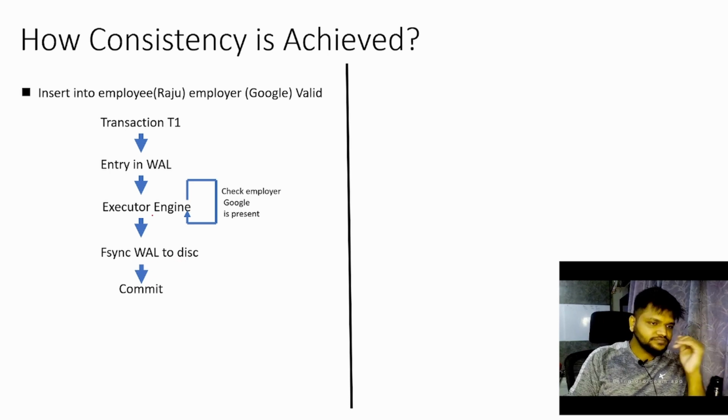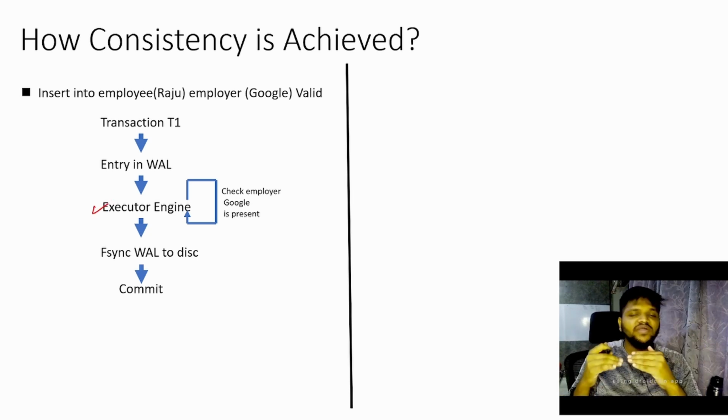So basically what is important for you to understand is there is a component called executor engine. It validates all the constraints. It can be not null constraint, unique constraint, whatever different constraints are there. It is going to validate to ensure that data integrity is maintained or not.